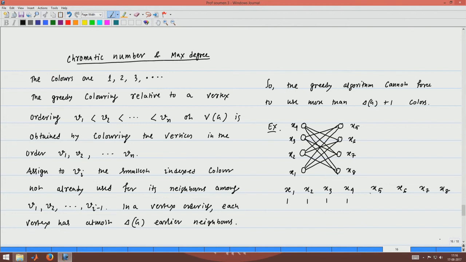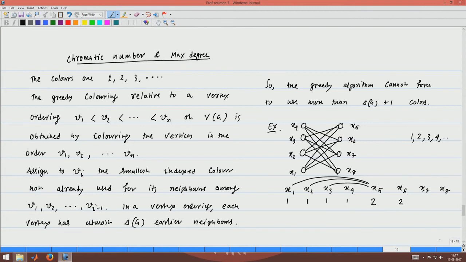Now, for x5, I look at its neighbor on the left hand side. So, x5 has neighbor x3, x2 and x1, but all of them are colored 1. So, among the colors 1, 2, 3, 4, I can use the smallest index color for x5, that is 2, right. For x6, again I look at its neighbor on the left hand side, and the neighbor of x6 are x4, x2 and x1, all of them are colored 1. So, I can use color 2 for x6.